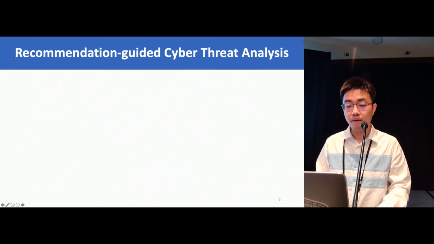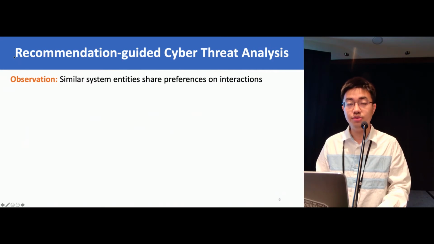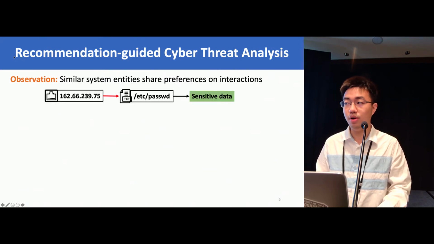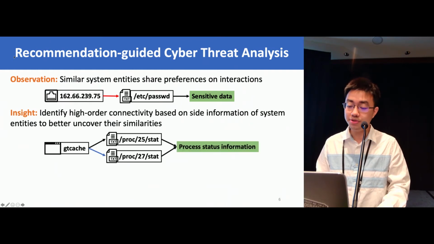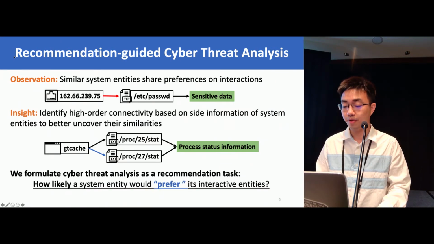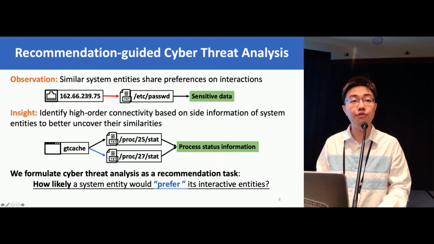Inspired by recommendations, we make an observation that similar system entities in audit records would share preferences on interactions. For example, sensitive data do not like interacting with the public networks. And to uncover system entities' similarities, we aim to identify high-order connectivity based on side information of system entities. For example, if we observe that two process status files were correlated through process status information, then we would determine that they are similar and share the preferences of interacting with the GTCache process. As a result, we can formulate cyber threat analysis in audit records as a recommendation task, which models how likely a system entity would prefer its interactive entities.